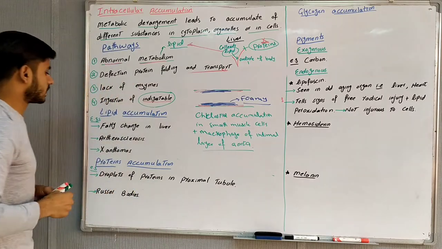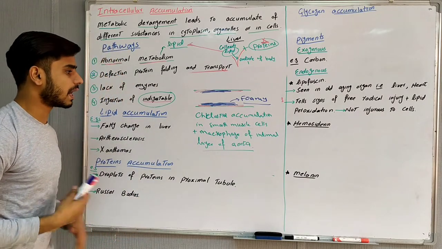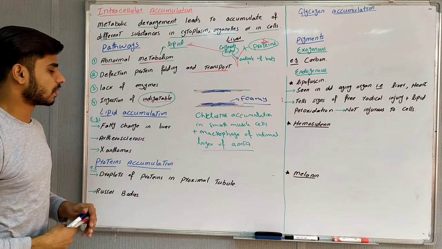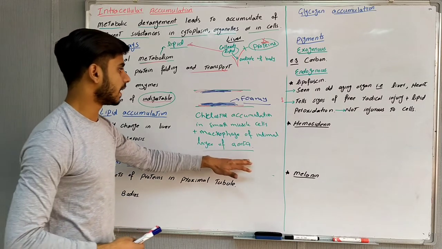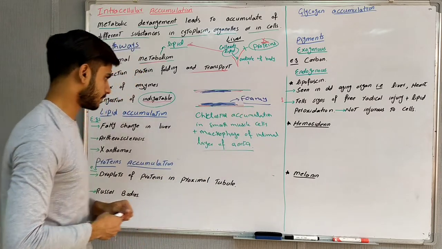So basically, what is atherosclerosis? Atherosclerosis is the cholesterol accumulation in the aorta. Simply, cholesterol accumulation, lipid accumulation in the aorta, and in the slides, it will give something like a foamy appearance.